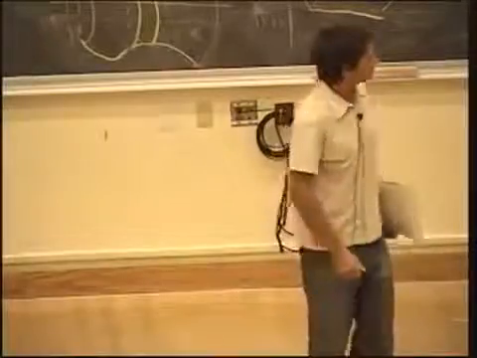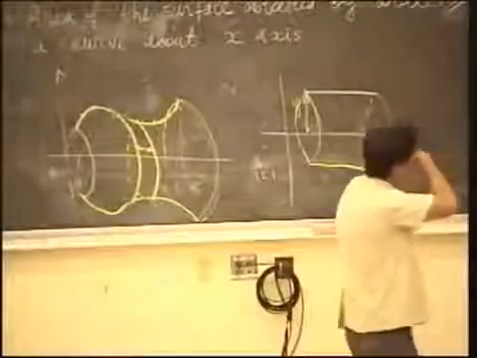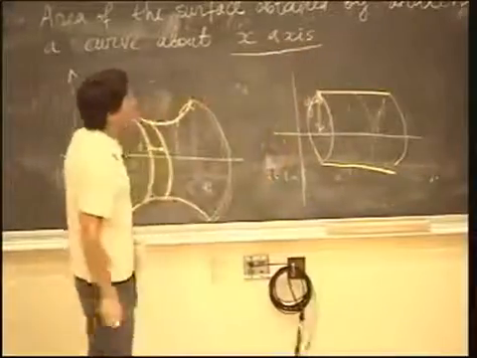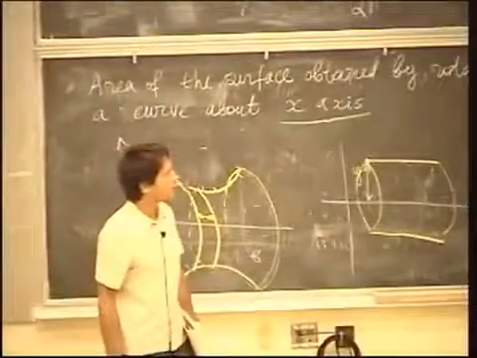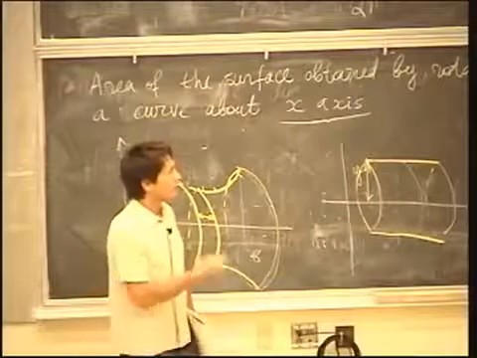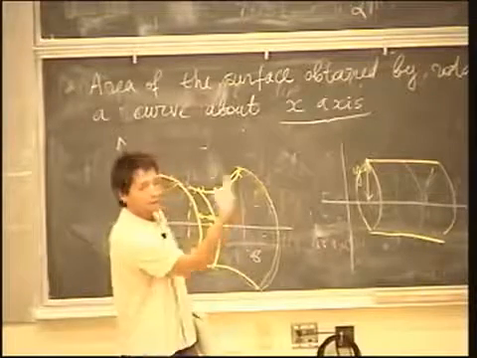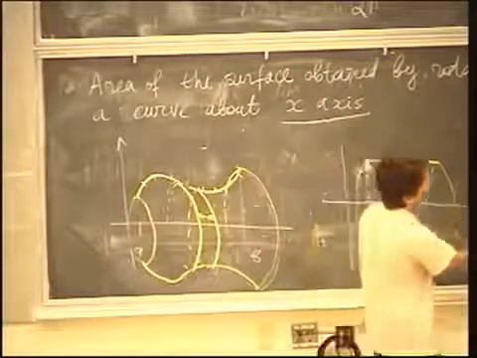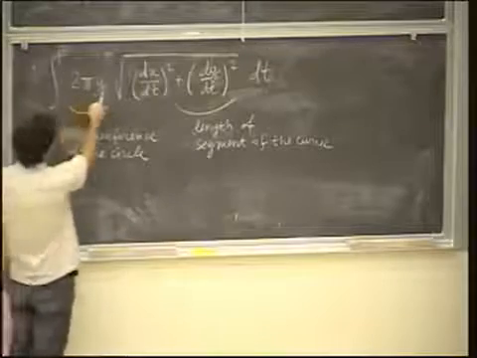What if you rotated something beside the axis? Right. That's a very good question. So here I talked about rotating about the x-axis, but in principle we could rotate. Well, the next level would be to look at rotating around the y-axis, right? But the formula would be very similar. It would be, instead of 2 pi y, we'll get 2 pi x.